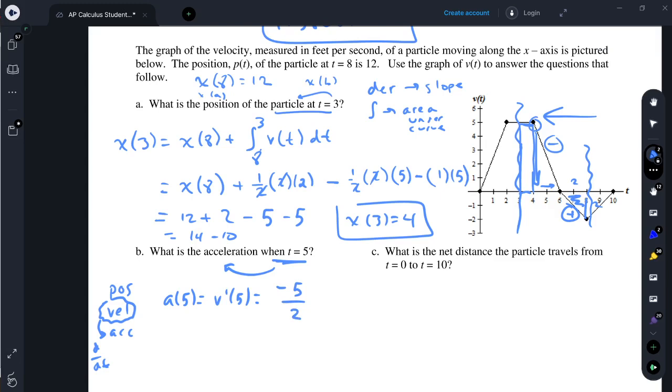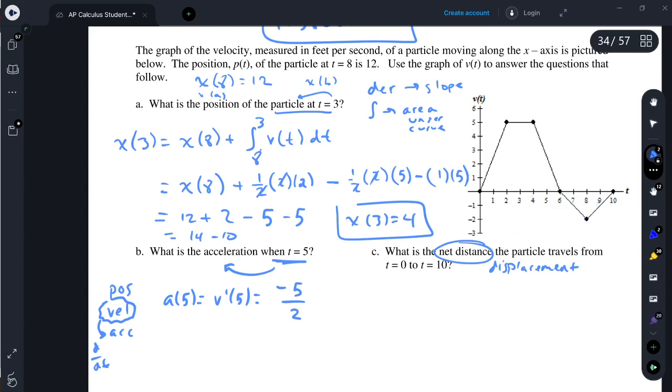Right, what is the net distance the particle travels from 0 to 10? So net distance, we do include negative signs, right? Net distance is kind of like displacement. So I'm going to erase this stuff. If I want the net distance, that's the integral from 0 to 10 of v of t dt. So that's every single one of these areas. So this triangle, this rectangle, this triangle, and then I'll group this all as one.